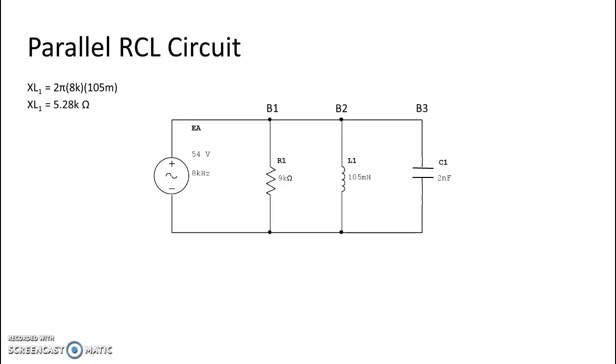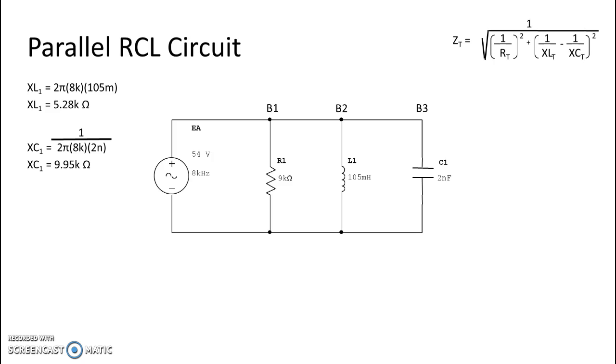So XL is 5.28 k ohms. And XC is 9.95 k ohms. Now, when you put these two into your ohmic value formula, your impedance formula, it is particularly important that you do them in order.